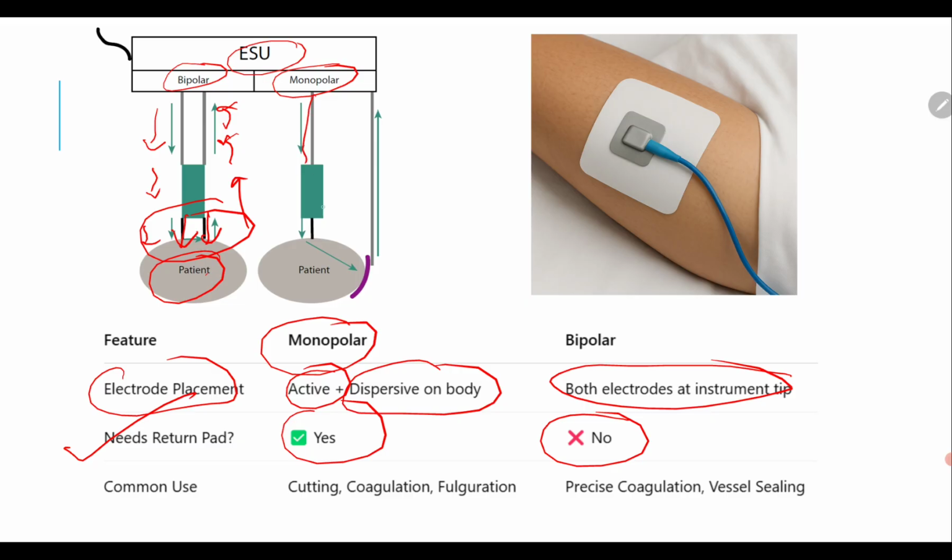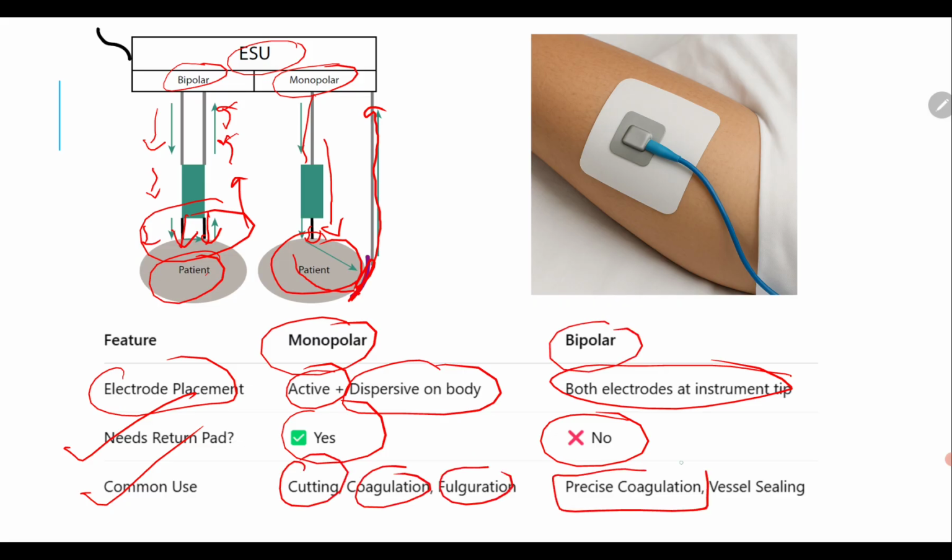But in monopolar there is a single electrode connected to the patient's body. The current passes through the patient's body and goes out through the dispersive electrode to the electrosurgical unit. The common uses of monopolar are cutting, coagulation and fulguration, and bipolar is used for precise coagulation and vessel sealing.